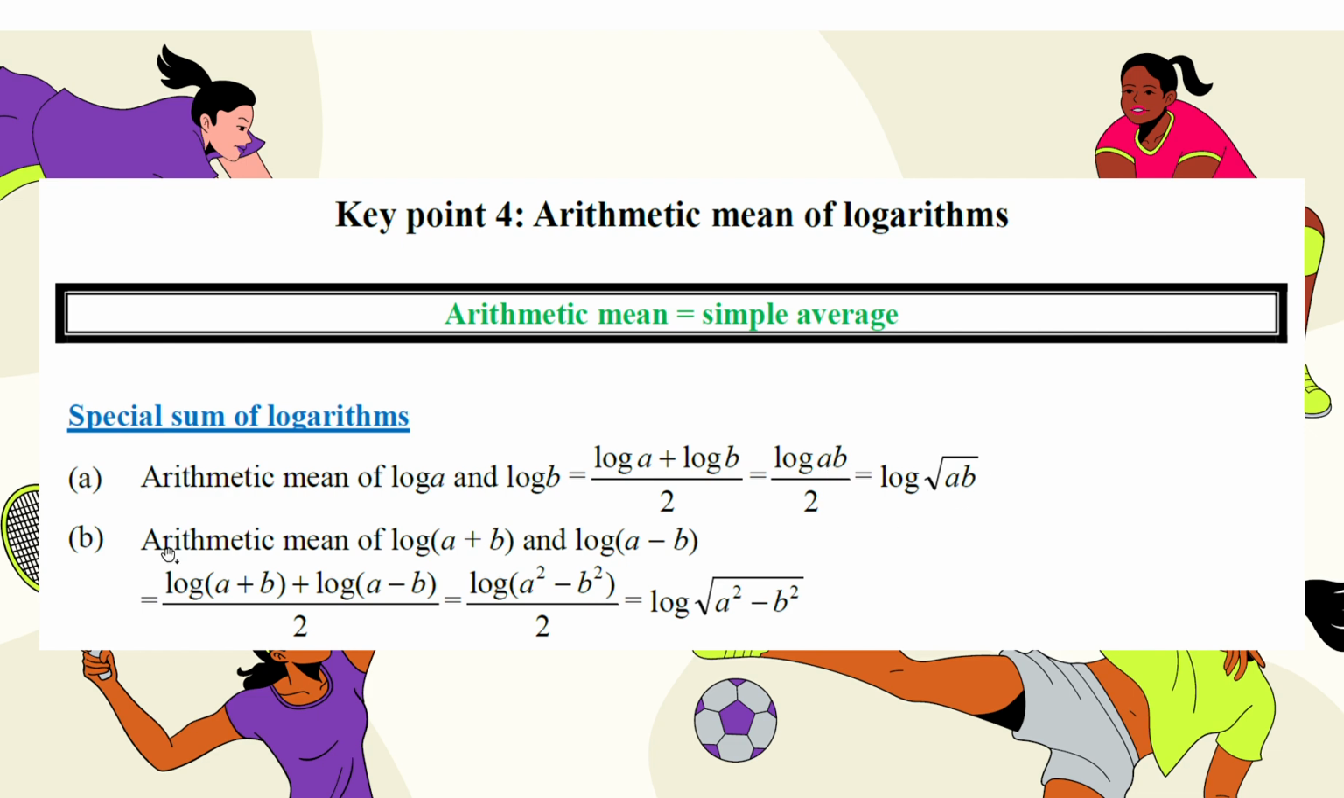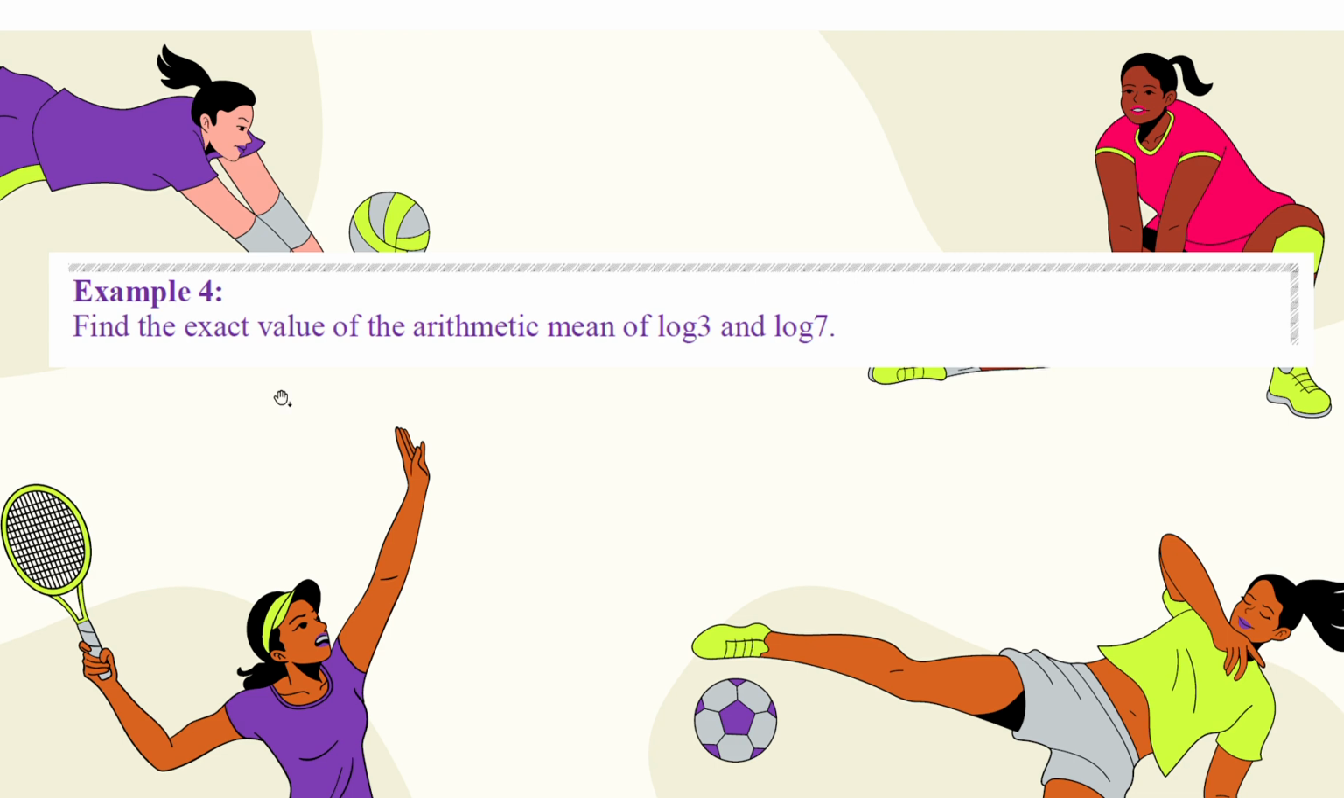And then sometimes they will make it more complicated. The arithmetic mean of log(a plus b) and log(a minus b). Just relax, just do it the same. Multiply together and then a squared minus b squared, and with the 2, take out the square root. And then find the exact value of the arithmetic mean of log 3 and log 7. Except where the logs are possible, so it has to be log something. Try to work on it. Pause and do it again.